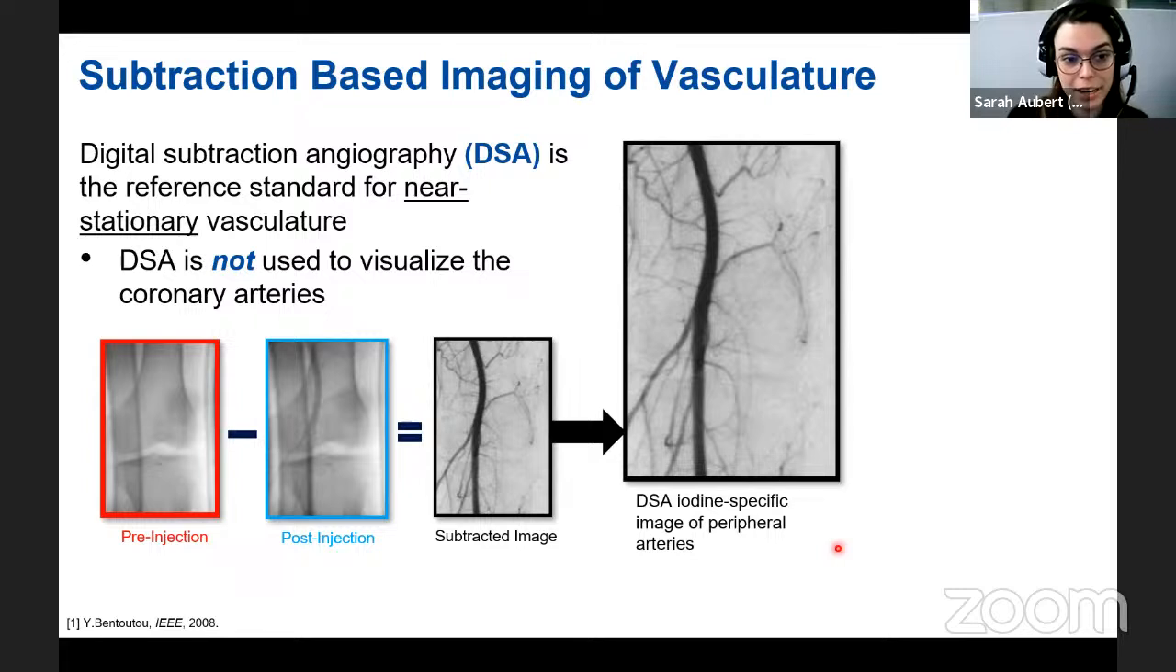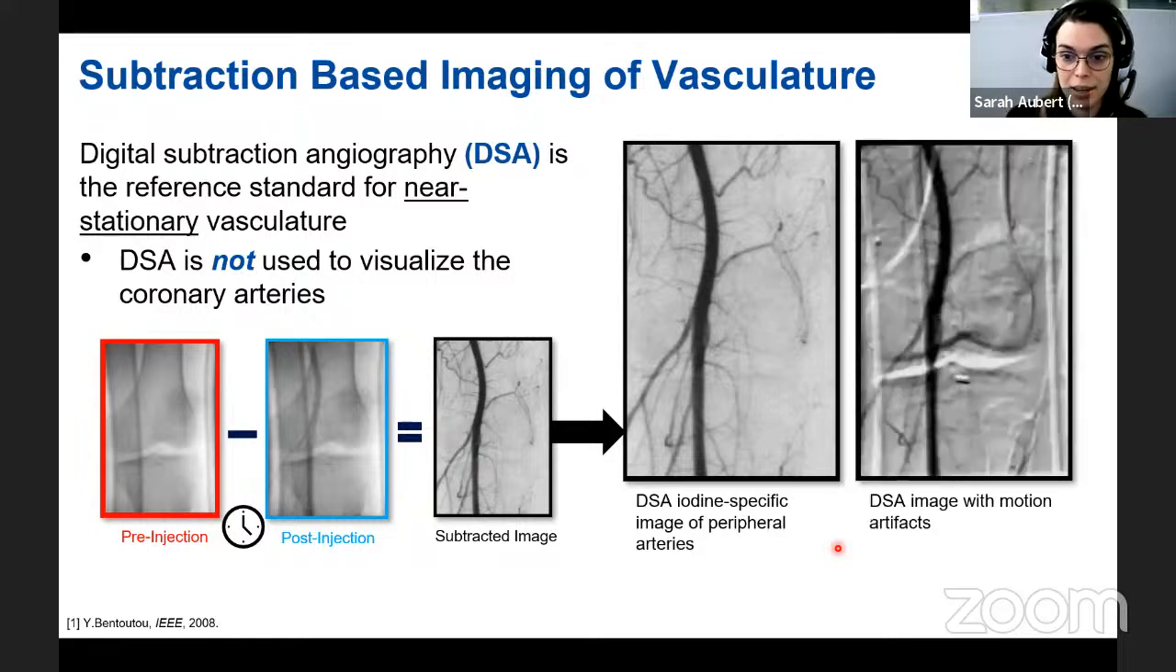However, DSA cannot be used to visualize the coronary arteries because of the time delay between the pre and the post-injection images. This leads to motion artifacts that ruin the quality of our image, like we see here, and therefore DSA cannot be used to help us improve visualization of the coronary arteries.